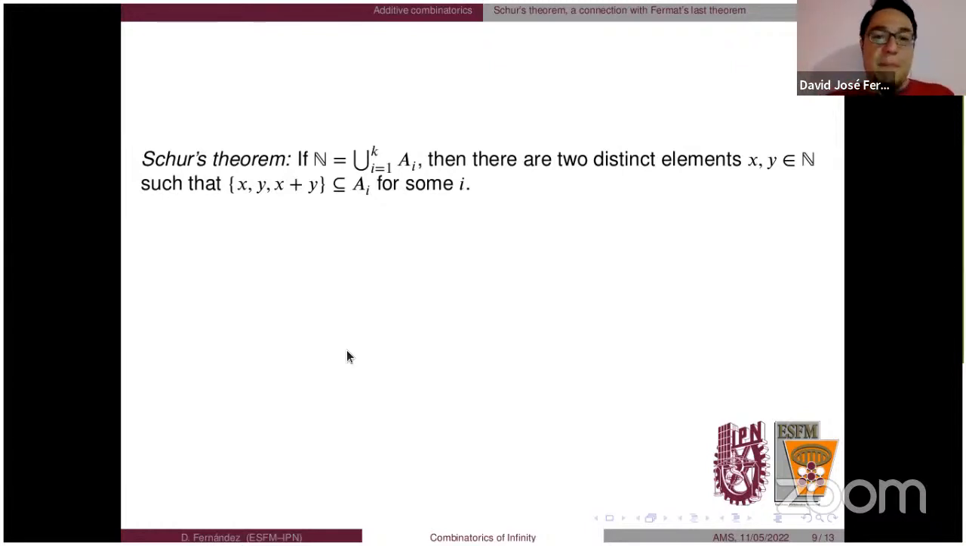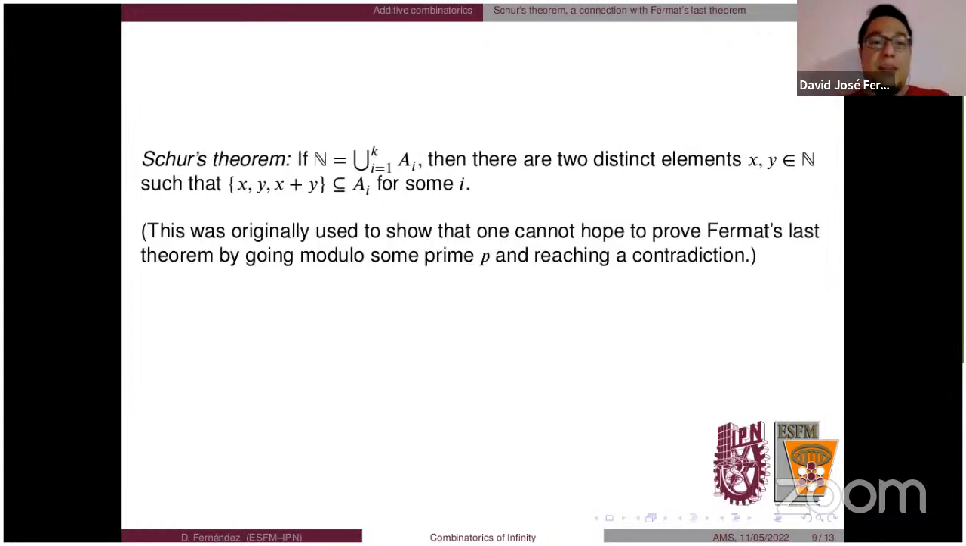Another example of this kind of result, well, I have a remark here. This was originally used to show that one can't hope to prove Fermat's last theorem. Schur's theorem is from, I don't have the exact date, but it must be like 1912 or such. And so this is obviously way before Fermat's last theorem was a theorem. And so at that point, this is something that people could think is a valid approach. It's very naive, but well, what if it works?